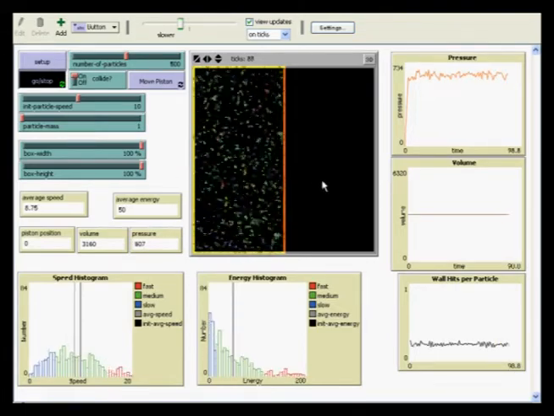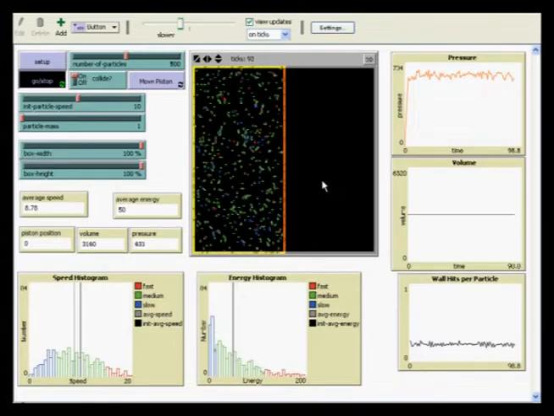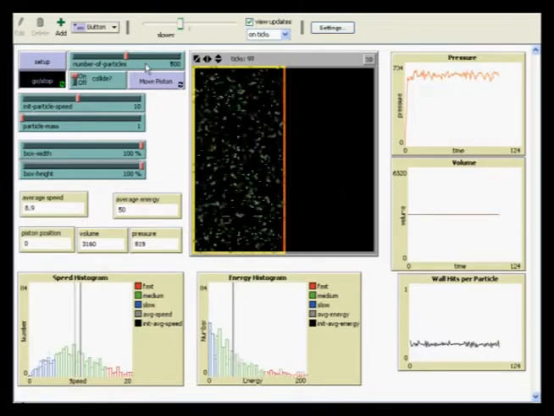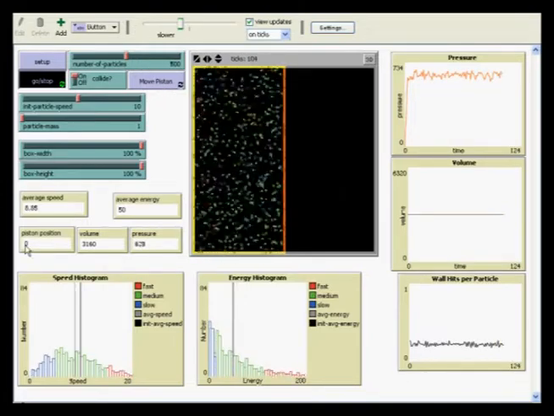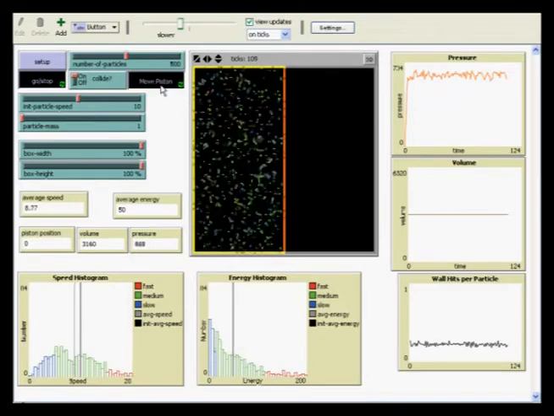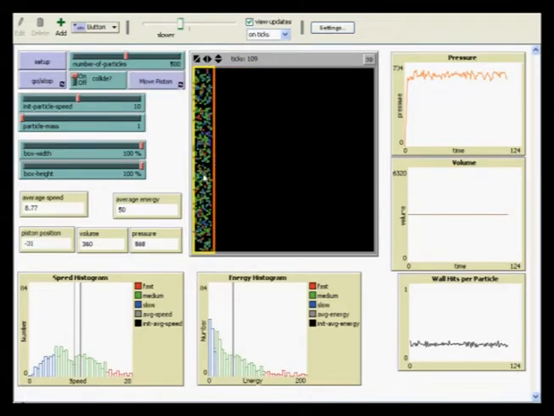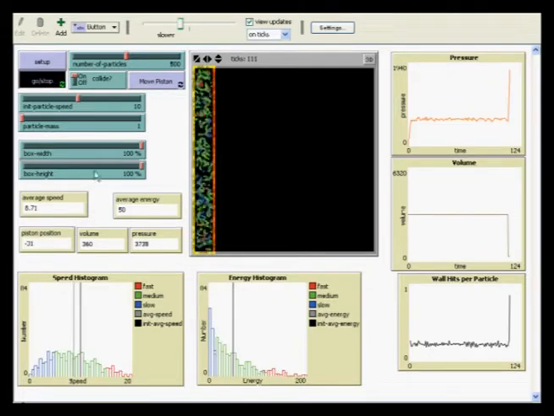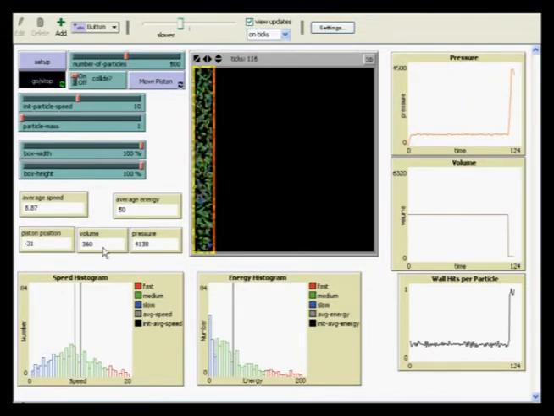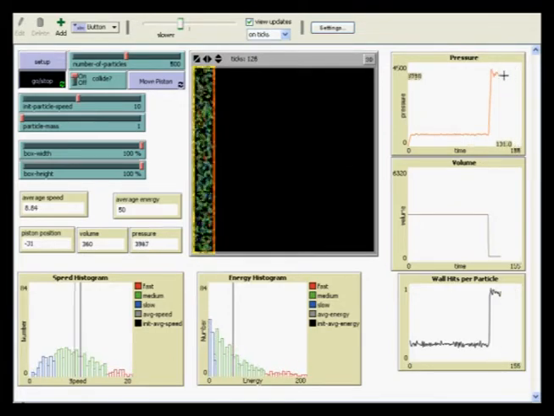Okay, let's get started. We've set the number of particles to 500. The piston position is at zero. Let's compress the gas a bit, down to about a third of its original volume. And go. Now the volume is about 360, and the pressure looks to be averaging out at about 3,810. Let's make a note of that.